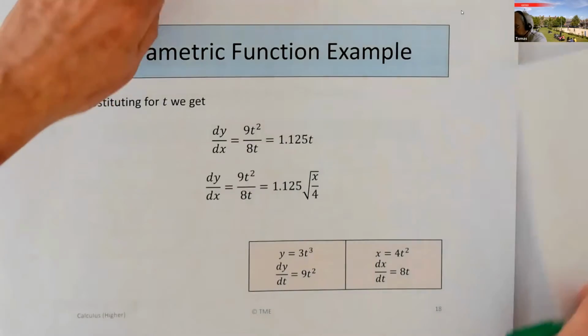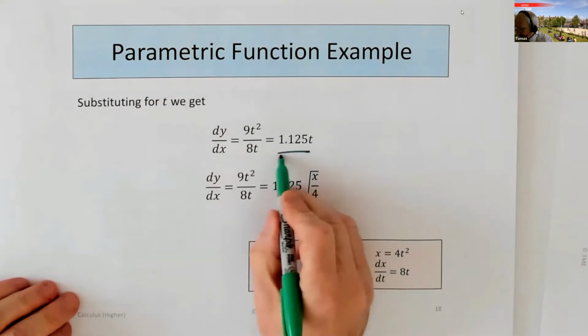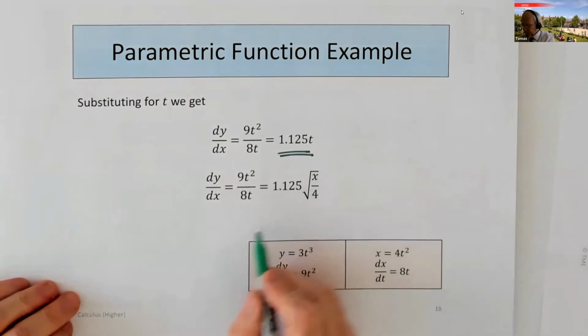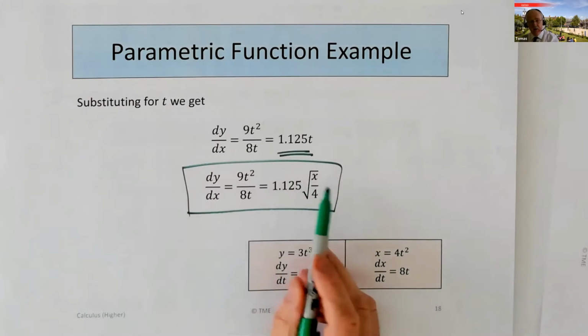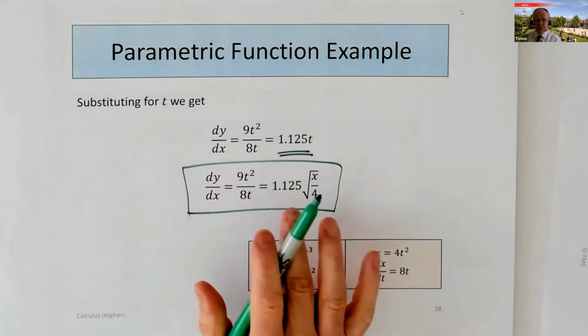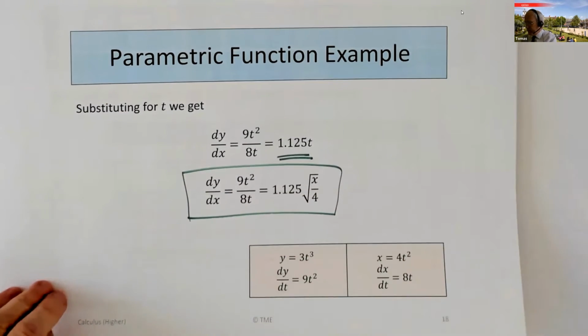So I go back to my answer here, 1.125t. I should change that to 1.125 times the square root of x over 4. So now I've got dy/dx fully on the right hand side without any mention of the thing I used in the middle, the t. And that's the parametric function example. Okay?